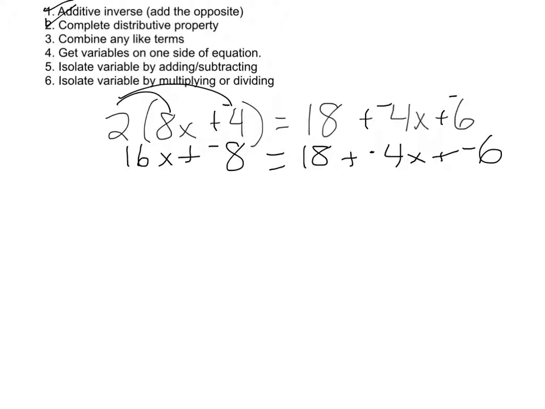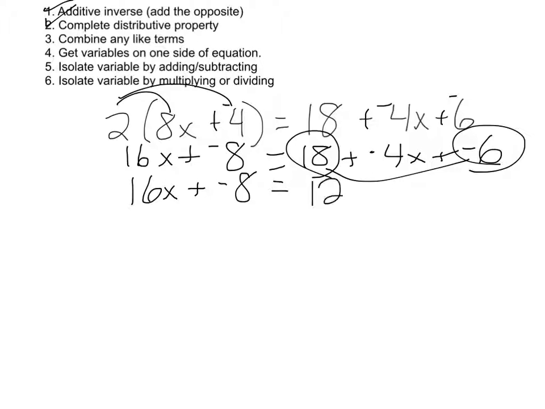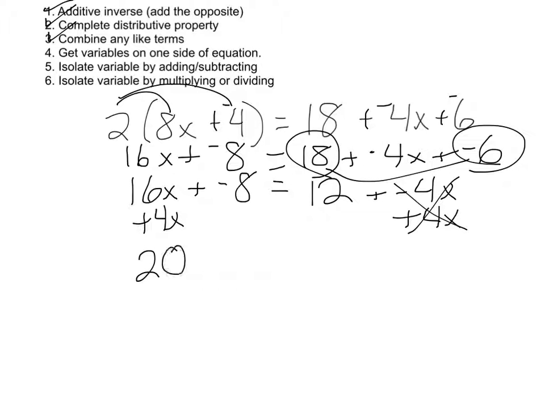Nothing over on the right side, but I can combine 18 and negative 6 to be 12. So again, rewriting everything. 16x plus negative 8 equals 12 plus negative 4x. Step 3 done. Step 4, get the variables to one side. Well, I'm going to work with the one with the lowest value, which is negative 4x. So plus 4x, which cancels this out. Rewrite everything. 20x plus negative 8 equals 12.